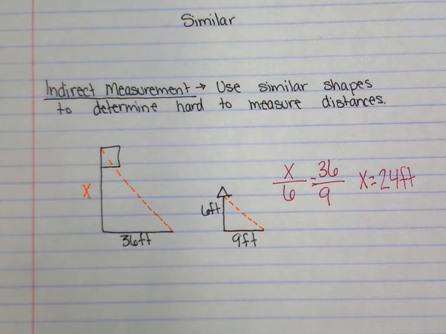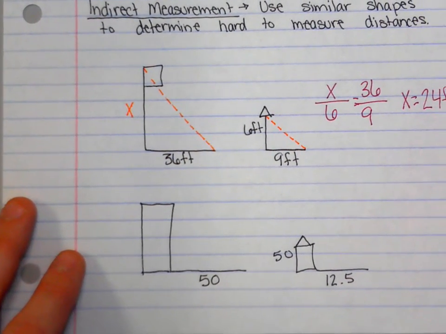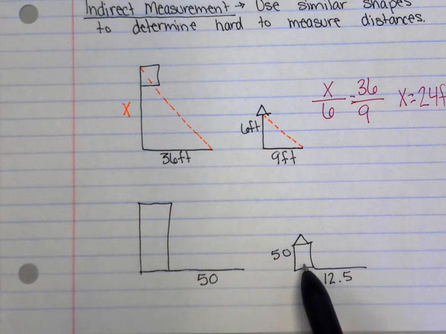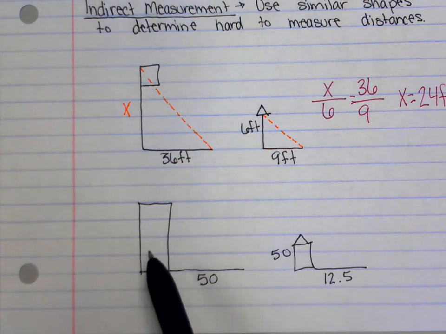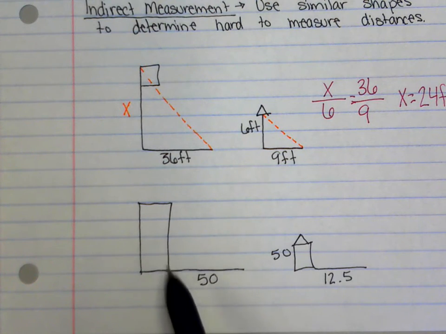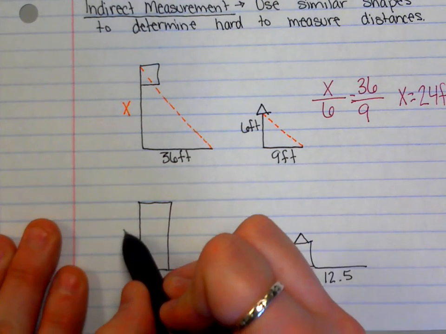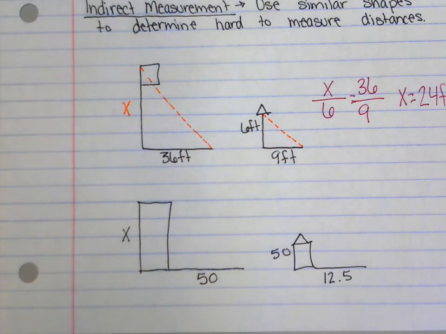All right, I'm going to draw one for you to try on your own. Here's my terrible drawing. I have a house, and I'm going to tell you that your house is 50 feet tall. And right now it's casting a shadow that's 12.5 feet. Over here we have an office building. We don't know how tall it is, and it's casting a shadow that is 50 feet. Set up your proportions and see if you can figure out how tall the office building is. Make sure you pause this video while you do it.